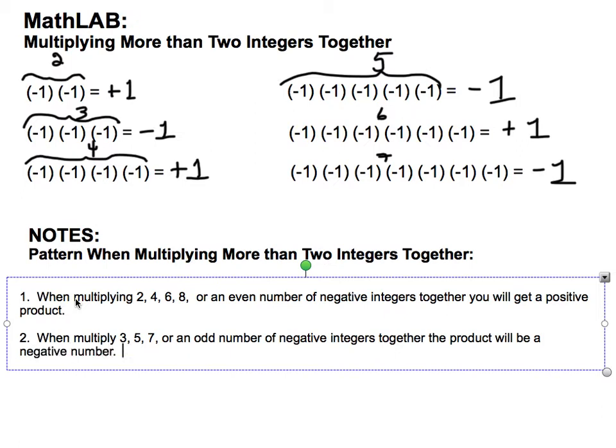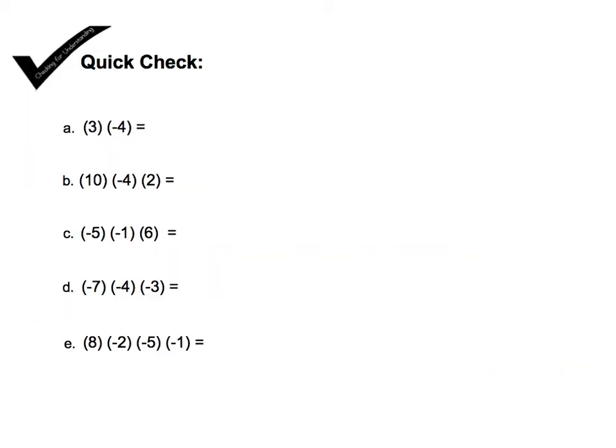Okay, so that's what I was hoping that you would get out of this. If I multiply 2 negative numbers together, it doesn't matter about the positives, it all depends on how many negative numbers are in that multiplication statement. So if you have 2 negative integers, you're going to get a positive product. If you have 13 negative integers, you're going to get a negative product. It all depends on the number of negative integers. If it's even, it's positive, and if there's an odd number, it's negative. So let's go on to the next one.